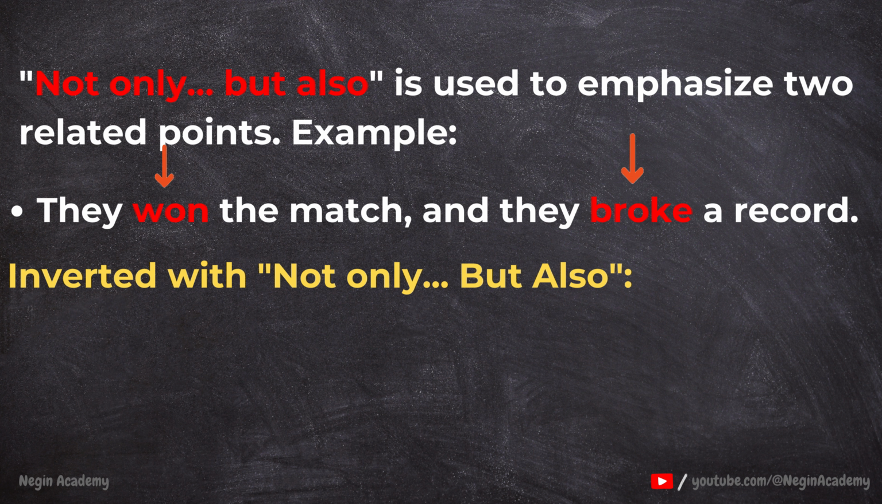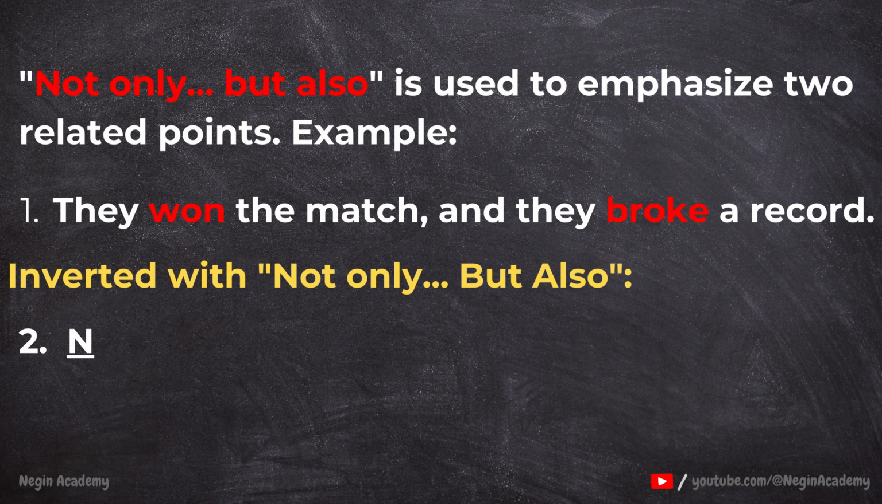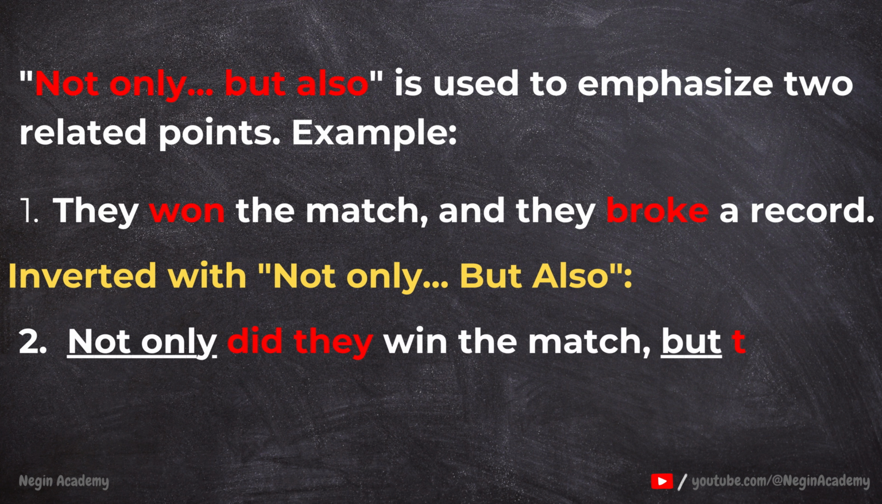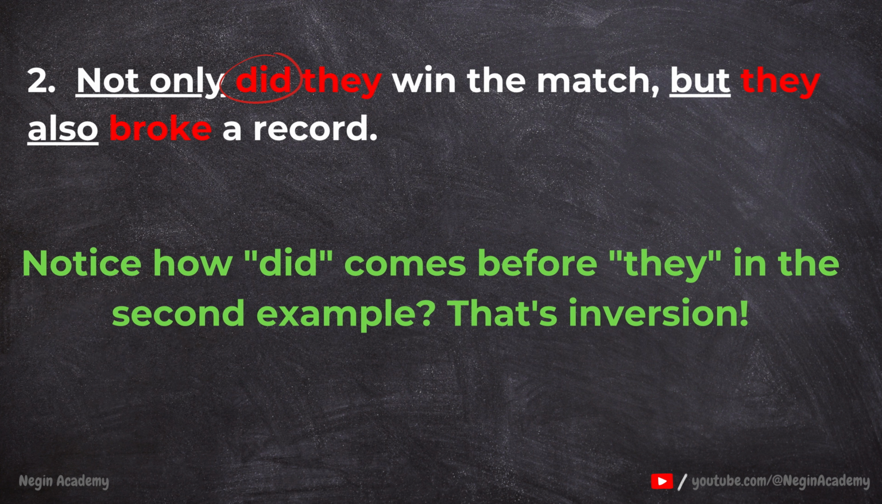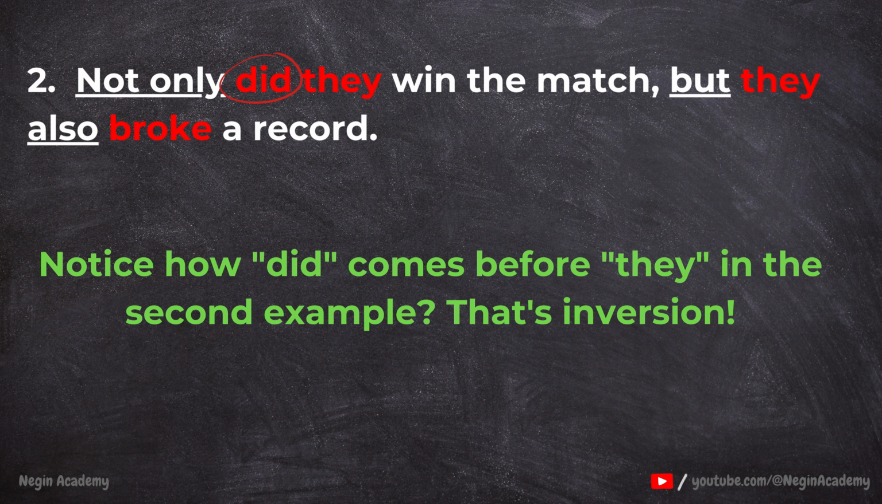As you saw, the order of the first example is normal. We have the subject at the beginning of the sentence, they, and it is followed by a verb, won. But in the inverted form, we have to say, not only did they win the match, but they also broke a record. What happened? Notice how did comes before they in the second example. Here, nice and easy. That's inversion.